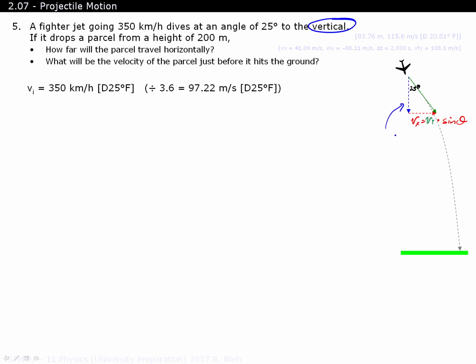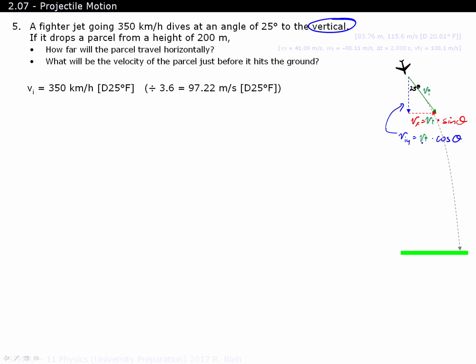Similarly, when we're trying to solve for our Viy, that in this case is equal to our hypotenuse of Vi times, and as this is adjacent to the 25 degrees, we multiply it by the cosine of theta.